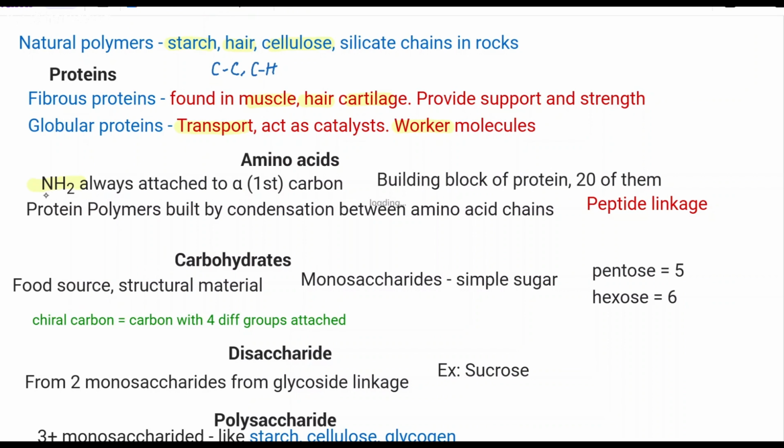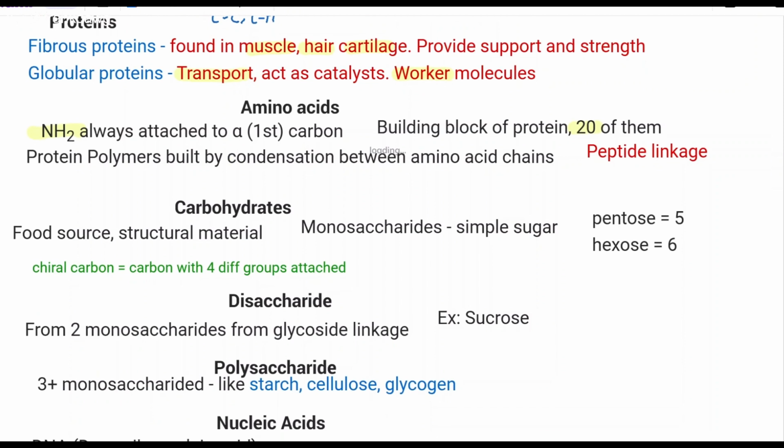And usually, like I said, in amines, they have amine groups, NH2. And it's just important to know there are 20 amino acids in general, I think, everywhere, because all animals use the same 20 amino acids. And then protein polymers form by condensation between amino acid chains.